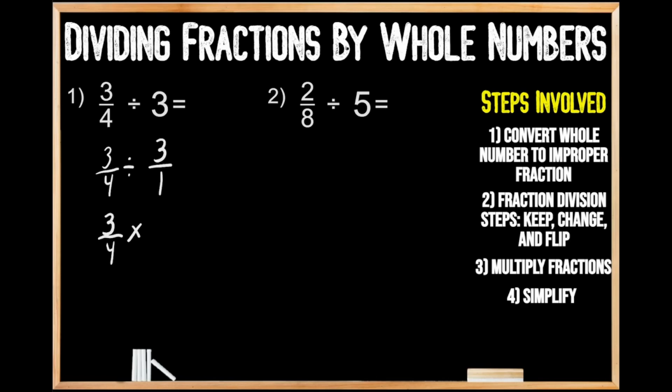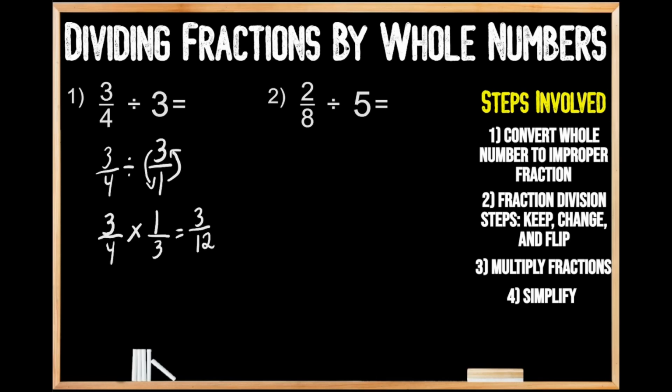And then for the flip part, we're going to flip our second fraction, so the denominator becomes the new numerator and the numerator becomes the new denominator, giving the reciprocal of the second fraction. So we're going to be multiplying the first fraction by the reciprocal of the second fraction. Now we're going to move on to step number 3, where we're going to multiply these fractions. Starting with our numerators, 3 times 1 is 3. For our denominators, 4 times 3 is 12, giving 3/12.